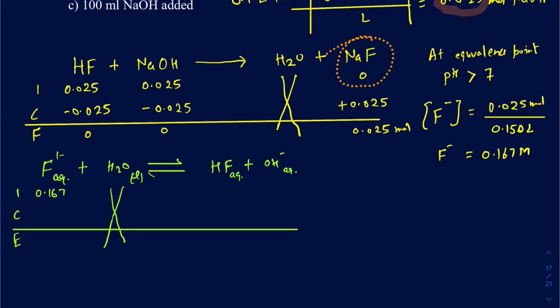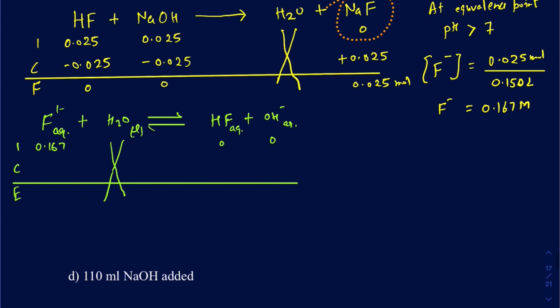Don't worry about water. And then HF, you don't have any of those because initially you have neutralized all of it. If I lose X amount here, I should be making X amount on the product side. So your F minus equilibrium concentration would be 0.167 minus X, and your HF is going to be X, and also the OH minus. So if we can somehow figure out the concentration of OH minus, which is represented by X here, we should be able to figure out the pOH, not the pH directly, but then eventually we should be able to figure out the pH there as well.